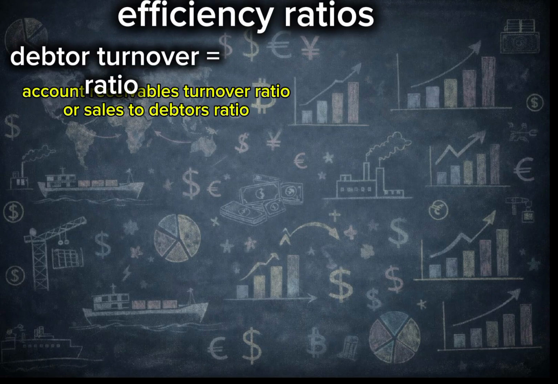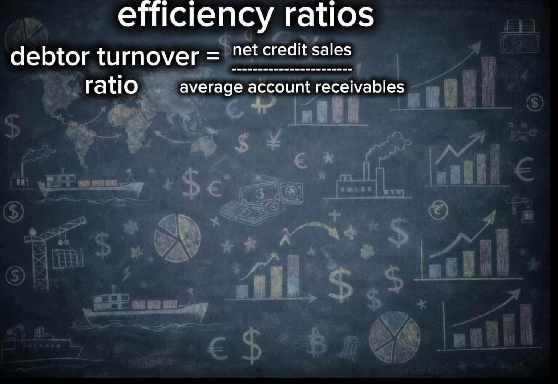This ratio simply measures how long it takes for customers to pay their debts. That means it measures how long it takes for our debtors to pay us the debt they are owing us. And we all know that the quicker a debtor pays you, the better for you, so that you can have your cash to do what you want. The debtors turnover ratio is calculated by net credit sales over average account receivables.